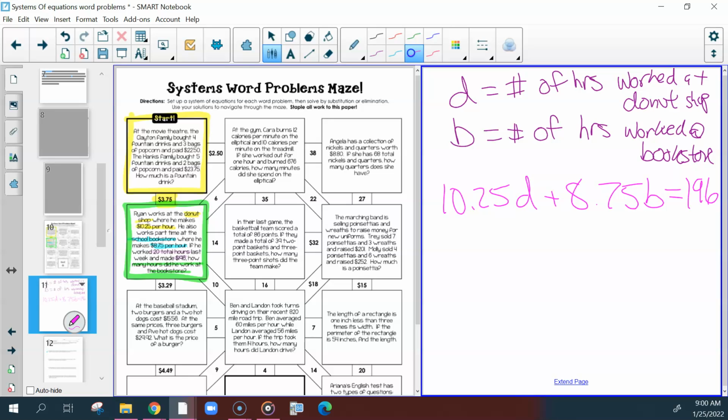Do I have to write the dollar sign? No, you don't. You can if you want to, but you do not need to put the dollar sign.